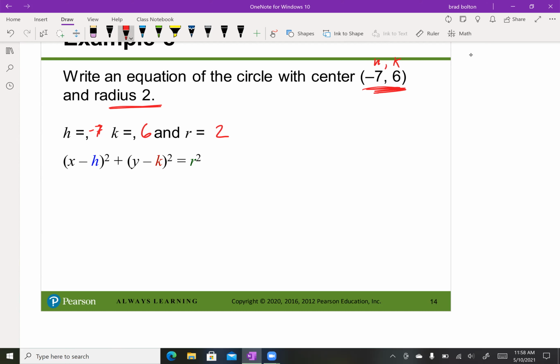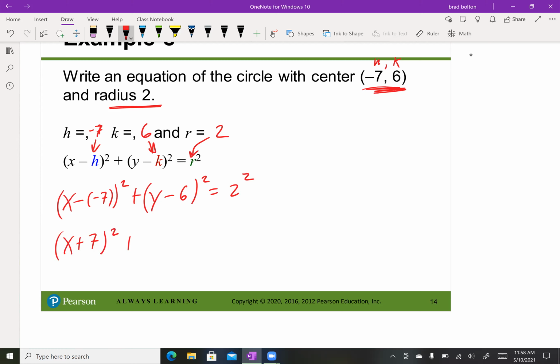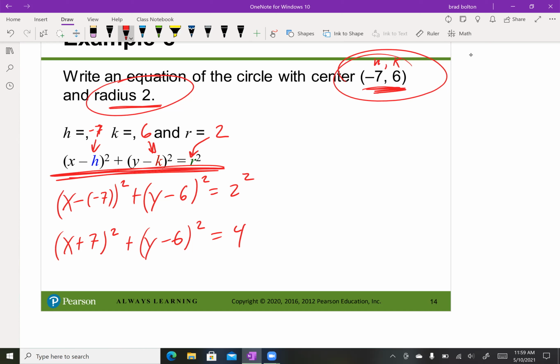Now, here's the thing. When I go to plug all this in, let's see what we get. We get x minus a -7 squared plus y minus 6 squared equals 2 squared. So this would be x plus 7 squared plus y minus 6 squared equals 4. Okay, so all I did was take these values and plug them into the standard form of a circle. So it's really not terrible.